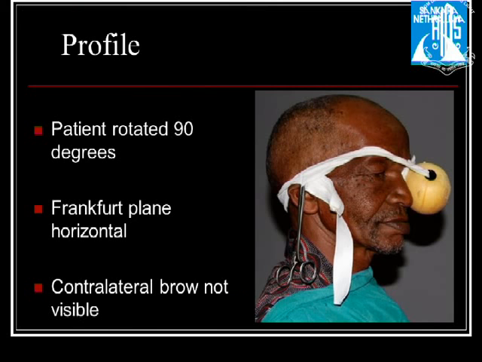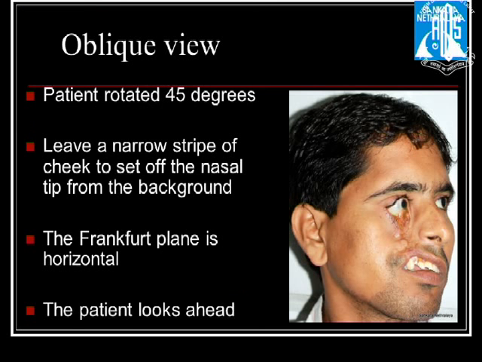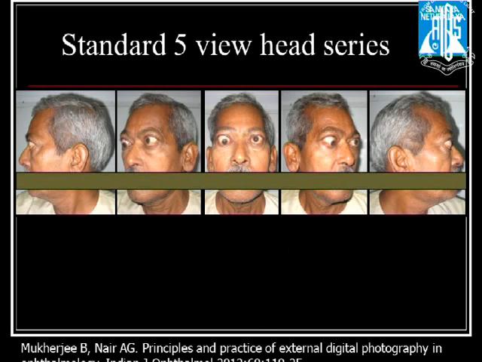The next view is the profile view. The patient is rotated 90 degrees and the contralateral brow is not seen. The other is the oblique view. The patient is rotated 45 degrees. Offset the nose from the background by a strip of cheek. The compilation of these views is called a standard 5-view head series, which is important in aesthetic and oculoplastic surgery.